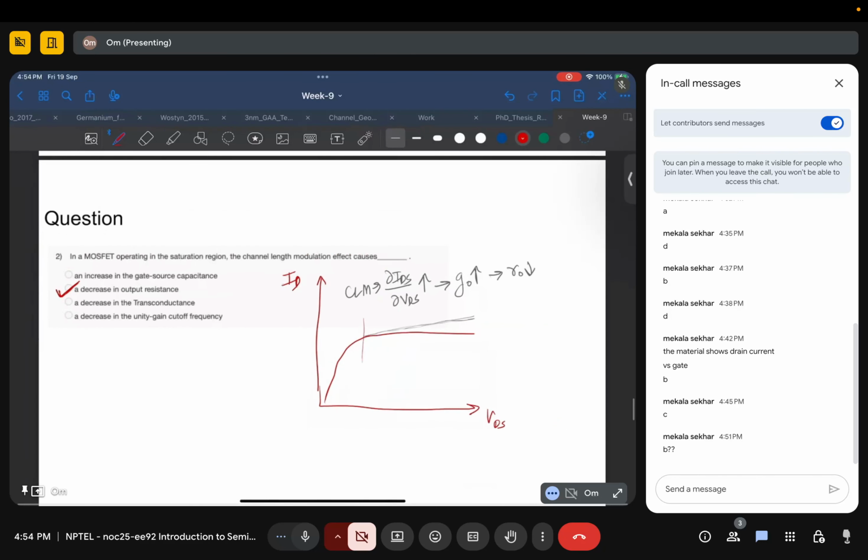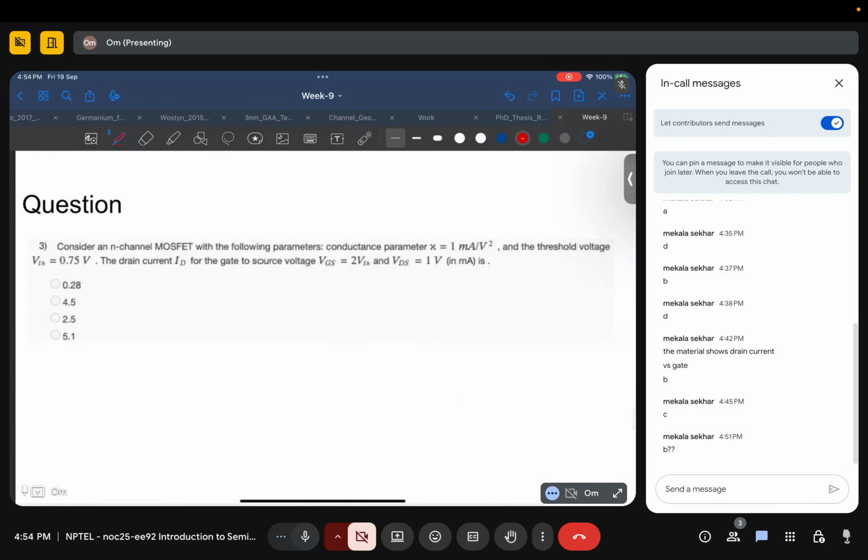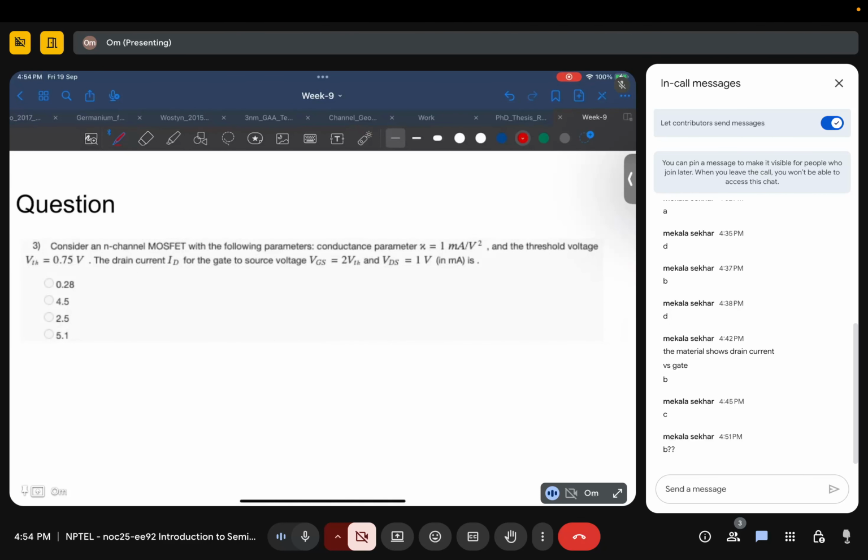Okay, next one. Consider an N-channel MOSFET with following parameters: conductance parameter, threshold voltage. What is the drain current for the following gate voltage and drain voltage? So here one thing to note, this conduction parameter is mu n Cox W by L. So try to solve this.